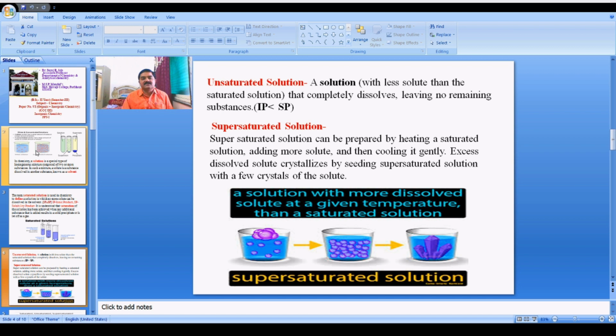Third one, supersaturated solution. Again it can be shown diagrammatically. Here three beakers are given. It is a solution with more dissolved solute at a given temperature than the saturated solution. So it forms the supersaturated solution. In supersaturated solution, there is a formation of a few crystals of the solute.